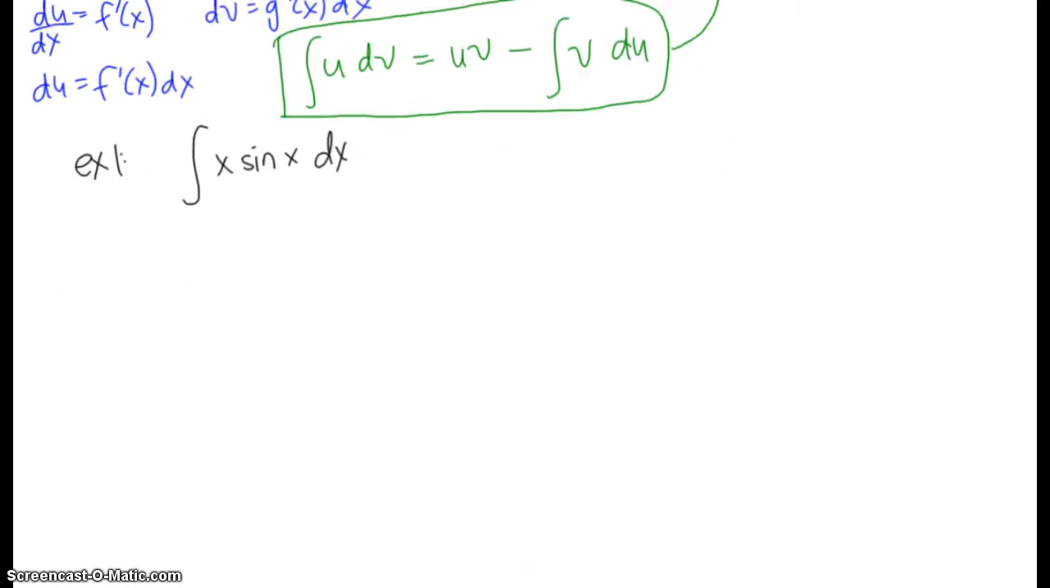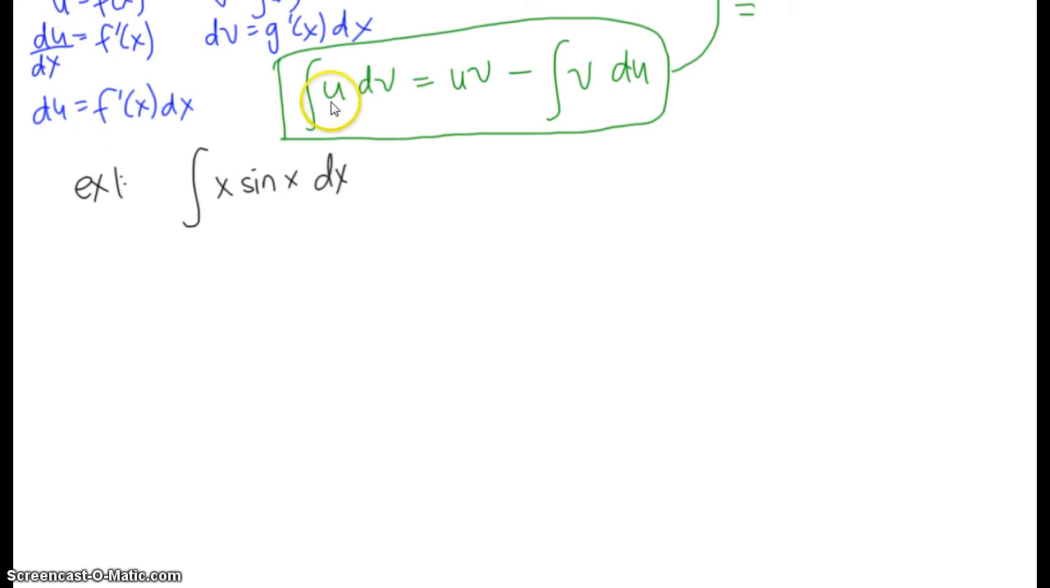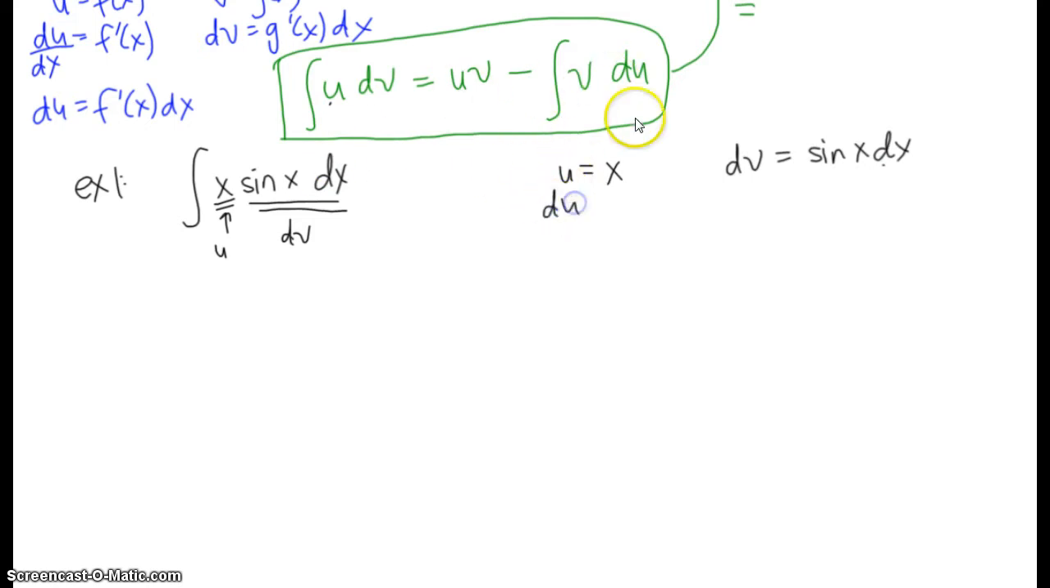Alright, so let's try this. What will this look like? I'm going to set one of the functions equal to u, and the other function equal to dv. So u is going to equal x, and then dv is going to equal sine x dx. Please make sure you include that dx in there. Then I need to find what du is, because I'll be using that here. So du/dx is equal to 1, but I'm going to multiply the dx to the other side. I also need to solve for what v is, because we're using that in the formula.